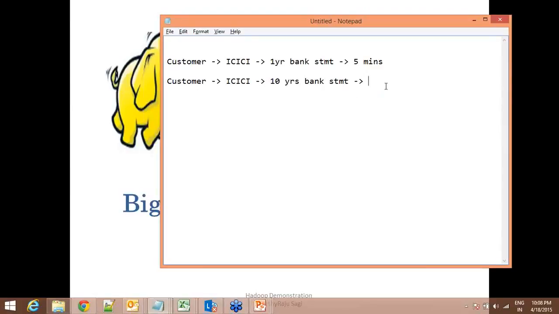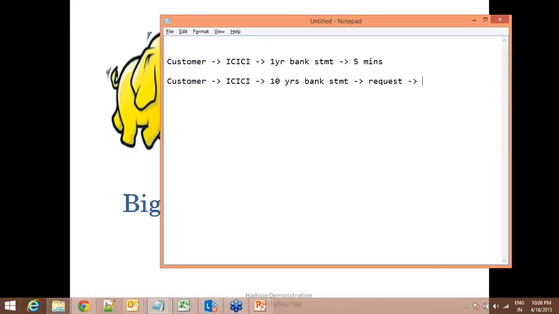I have to raise a request to the backend system, and they will process the request, and you will receive the statement maybe in the next 24 hours, and they will charge some amount for that. So why the difference?